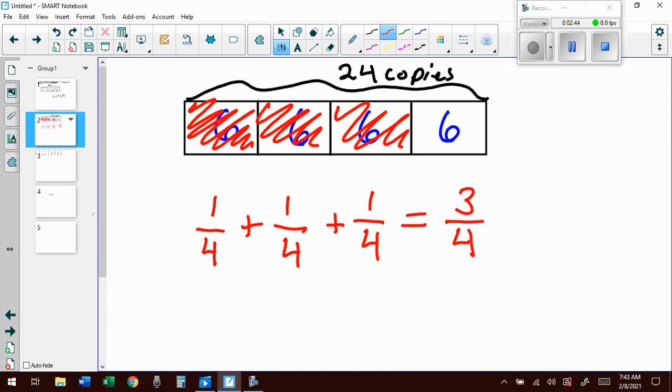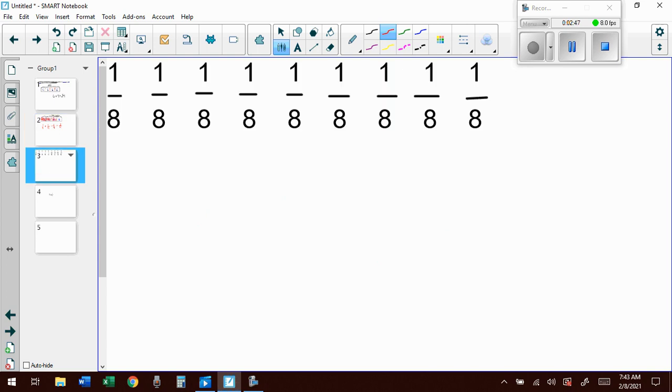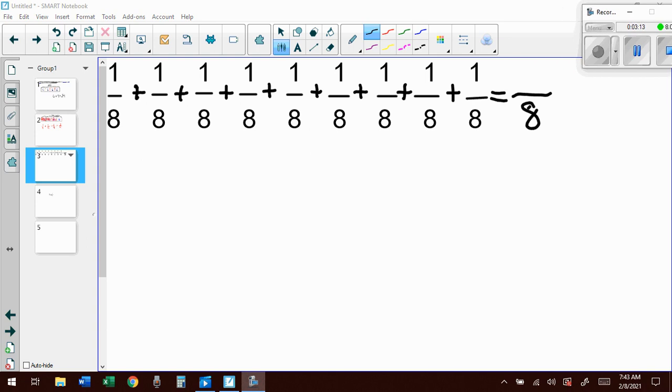So bringing what you already know, we're going to go with some eighths. First, we're going to add these together. 1/8 plus 1/8 plus 1/8 plus 1/8 plus 1/8 plus 1/8 plus 1/8 plus 1/8 plus 1/8 equals. Our denominator is the same, 8. But our numerator is 1, 2, 3, 4, 5, 6, 7, 8, 9. 9 eighths.